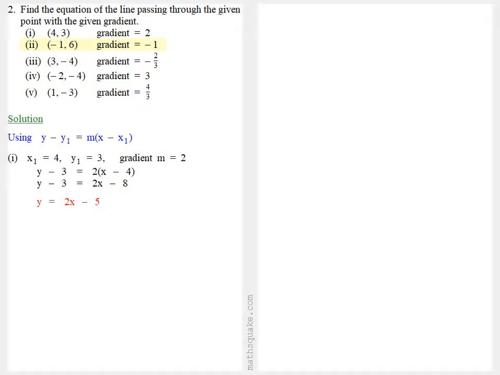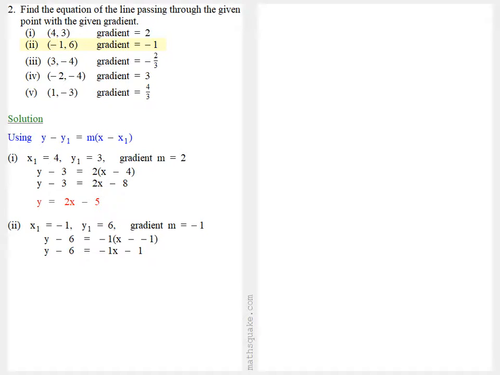Now in part 2, we're given that the point is (-1, 6) and the gradient is -1. So we have x1 is equal to -1, y1 is equal to 6 and the gradient m is equal to -1. So substituting in y minus y1 equals m into x minus x1, we have y minus 6 equals -1 into x take away -1.